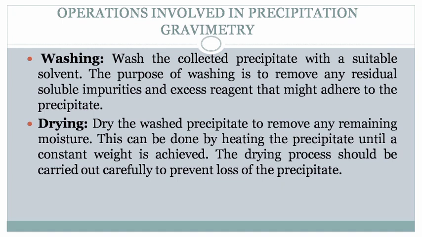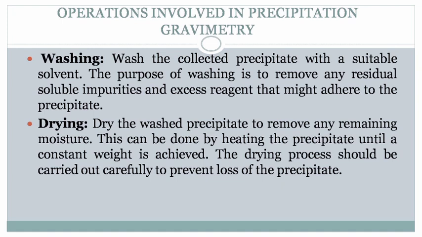Sixth, washing. Wash the collected precipitate with a suitable solvent. The purpose of washing is to remove any residual soluble impurities and excess reagent that might adhere to the precipitate. Seventh, drying. Dry the washed precipitate to remove any remaining moisture. This can be done by heating the precipitate until a constant weight is achieved.